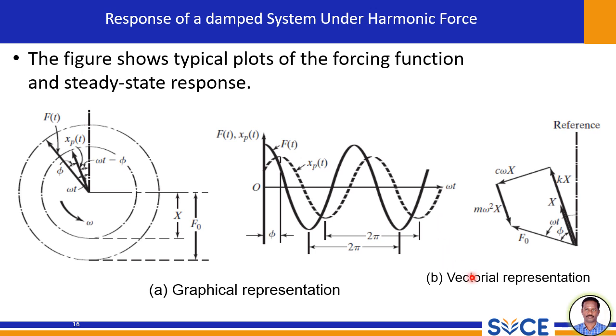This diagram clearly shows the force balance in the system. The vector sum of kX, m omega square X, and c omega X must equal the external force F naught for the system to be in steady state. These graphical and vectorial representations help us visualize the phase relationship and the force balance in a damped system under any harmonic excitation. Understanding this representation is very crucial for analyzing and predicting the behavior of such forced systems.